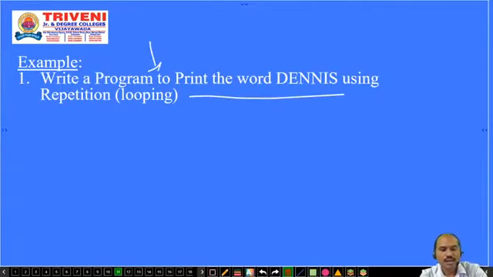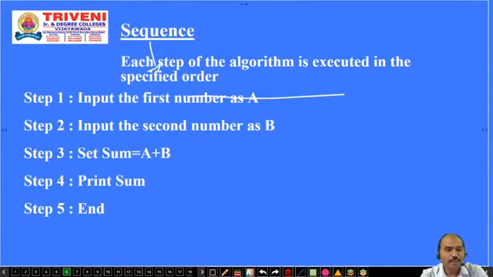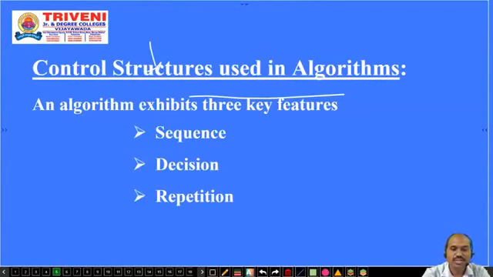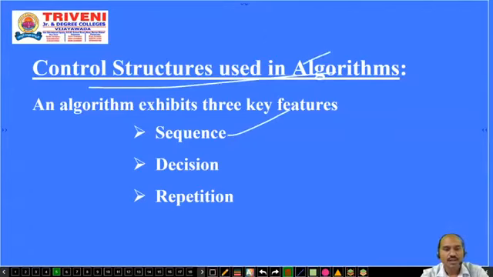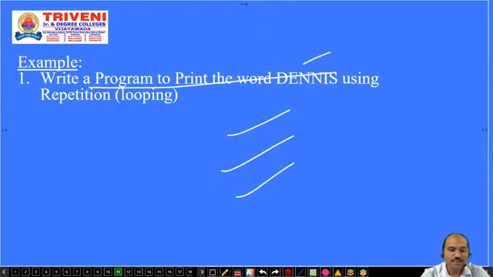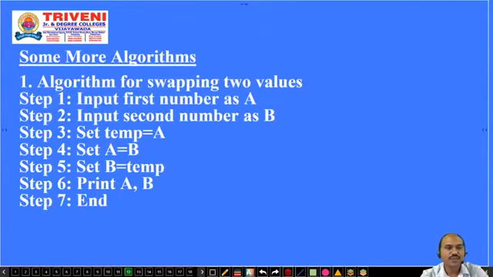Okay, so here there are three types of algorithms for using control structures. The first one is the sequential algorithm, the second one is the decision algorithm, and the third one is the repetition algorithm. Okay, these are the three algorithms. Next we are going to explain some more examples of algorithms.